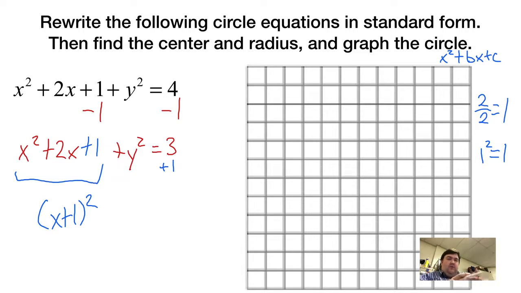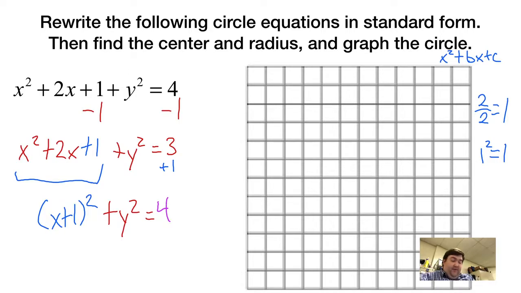But let's talk about y squared. As you can see, y squared has nothing with it. There's no b value, no c. So if the b value was 0, half of 0 is 0, and 0 squared is 0. So we're literally adding nothing to it. y squared is good by itself. We aren't moving it left or right, up or down. So I would just say plus y squared equals, in this case, 4.